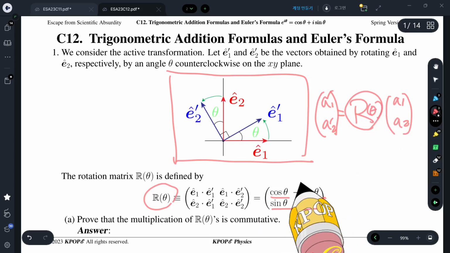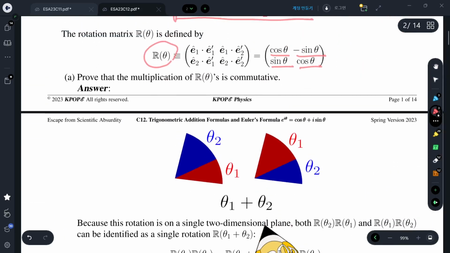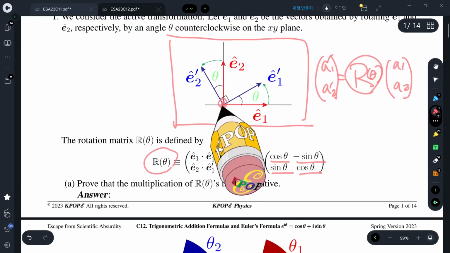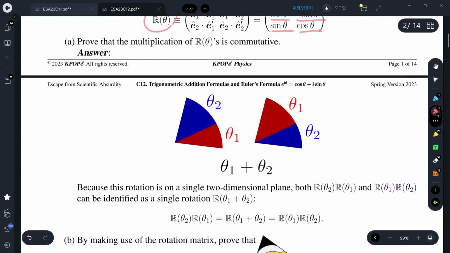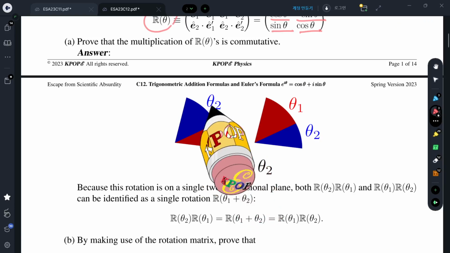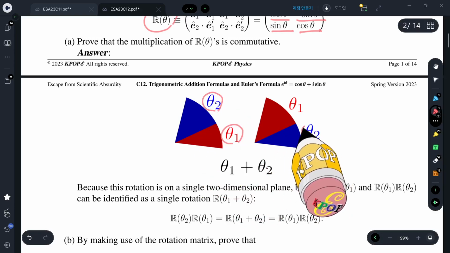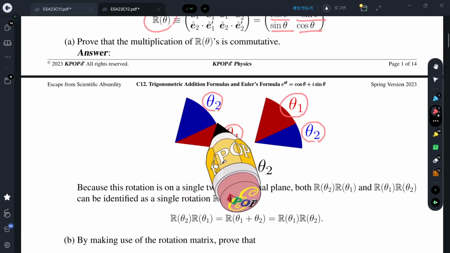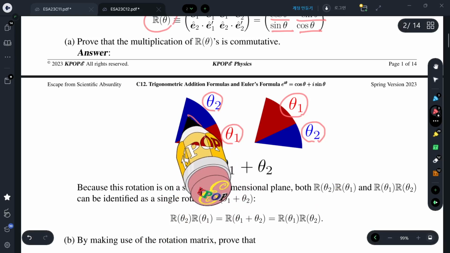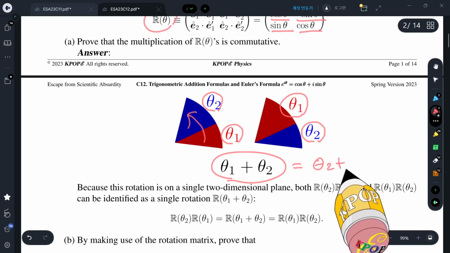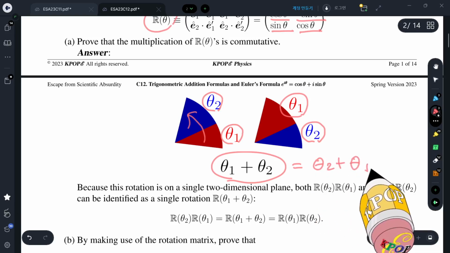You have to remember, prove that the multiplication is commutative, and actually on the plane we keep the same axis of rotation, that is the z-axis. In that case, I can rotate by theta 1 and then theta 2, and I can also rotate by theta 2 first and then theta 1. As a result, the resultant rotation is just the sum of these two, and this sum is the same as theta 2 plus theta 1.